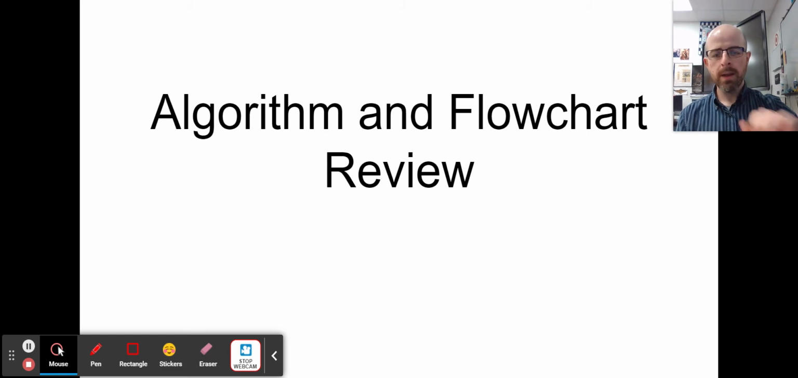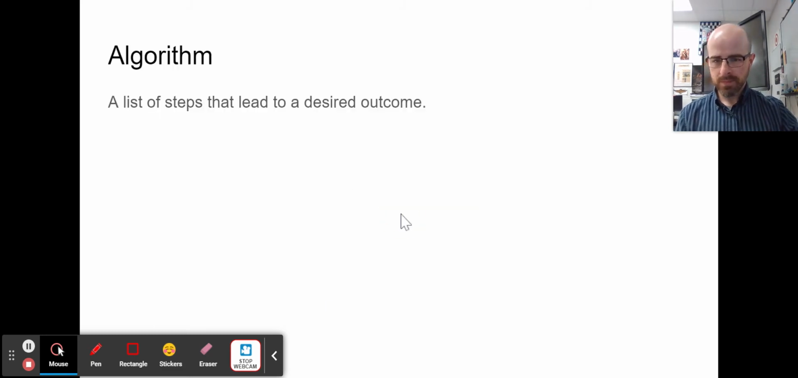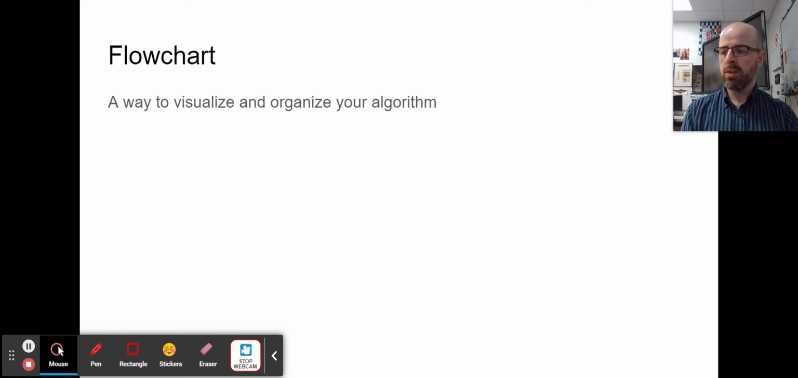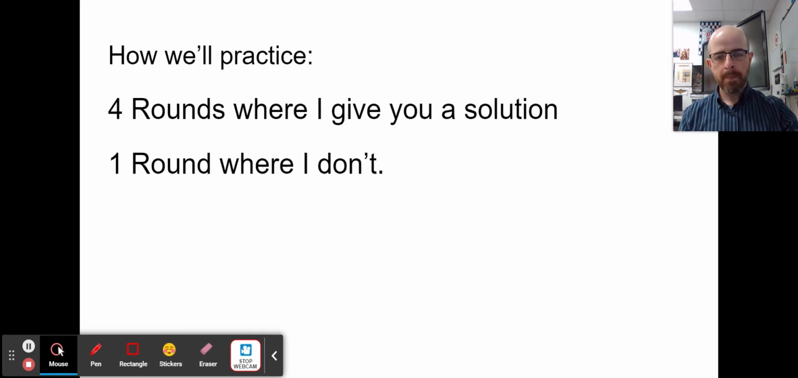So here we go. Remember, an algorithm is a list of steps that leads to a desired outcome. Just a list of steps in order. But then the flowchart is what we use to visualize that so that we can see it and we can communicate it to somebody else.